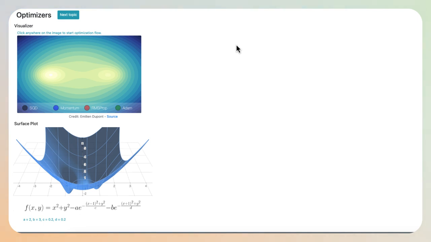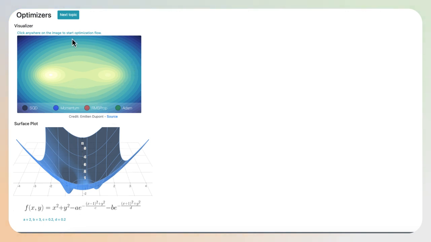Momentum is an extension of SGD that introduces the concept of momentum, allowing the optimizer to build up velocity in directions where gradients consistently point. ADAM, adaptive moment estimation, combines ideas from both SGD and momentum while introducing adaptive learning rates for each parameter. This tool will help us visualize some common optimizers. Let's explore it. Please note that credit is provided to the tool's author and the Git repository.